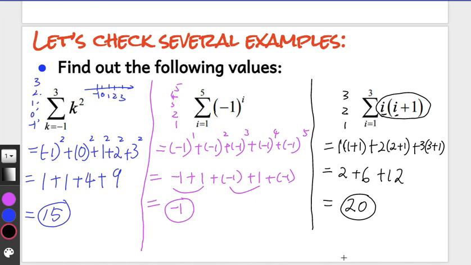Okay, so that's all the 3 examples I want to share with you about the sigma notation. If you did pause the video before, I hope you have the same answer as mine. And if you have a different one, double check which step you might have made a mistake in, okay?